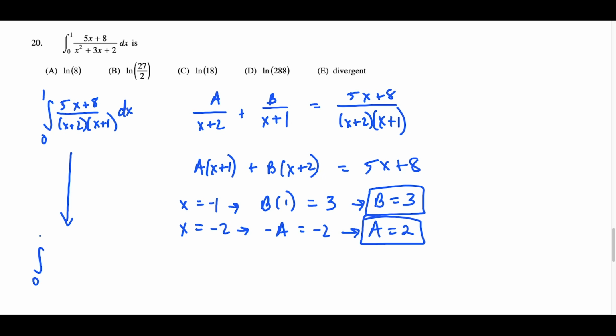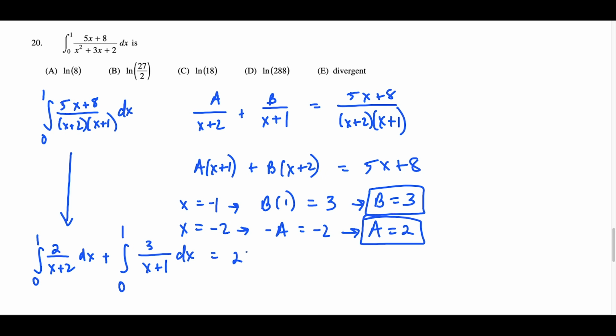So what this tells me is that this integral can be broken up into two separate integrals. This is going to be equal to the integral from 0 to 1 of a over x plus 2. Remember, a we just found is equal to 2. So I get this integral plus b was equal to 3, and b is attached to the x plus 1. So this is 3 over x plus 1 dx. And now you just do the antiderivatives. Oh, and this is going from 0 to 1. We can't forget the limits.